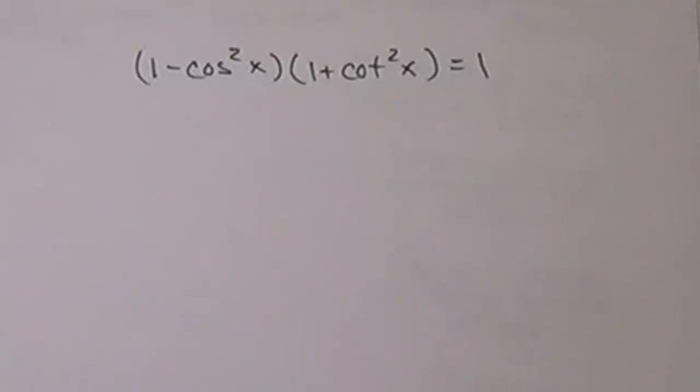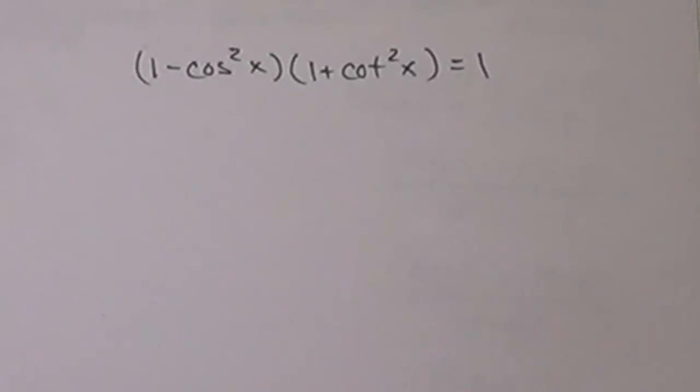Okay, let's look at another example. So we have the quantity 1 minus cosine squared of x times the quantity 1 plus cotangent squared of x equal to 1. We want to rewrite the left side of this equation to look like the right side. So in other words, we want to verify that the left side is equivalent to 1.